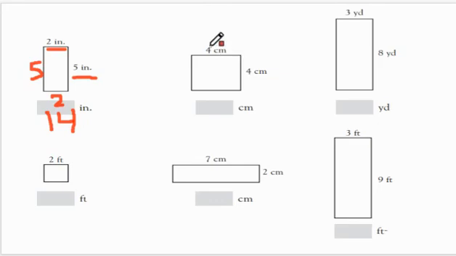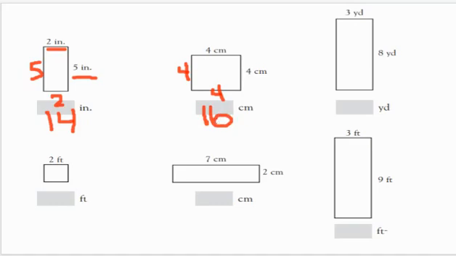Okay, looking at the next one, I've got a 4 here and a 4 here. So your little mind should say, ooh, they're the same. So if this one's a 4, then this one's a 4. And if this one's a 4, then this one's a 4. I know that this is a square, okay? And I have 4 4s, which would give me 16 centimeters.